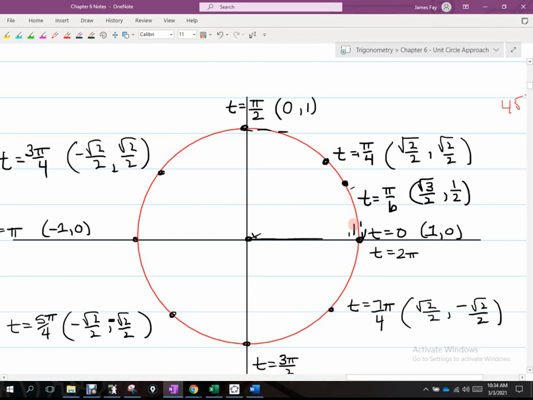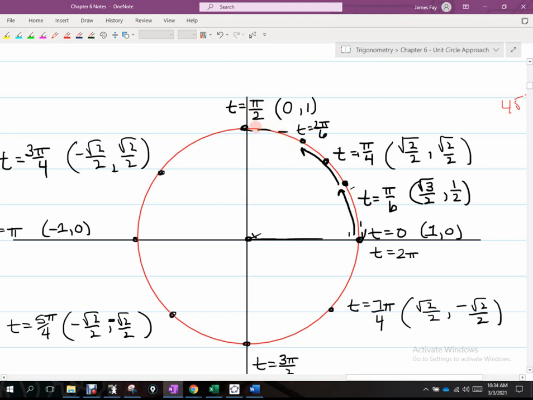If that was pi over 6, that would be another pi over 6, right? So this point would be 2 pi over 6. Okay, so that's another t value. And this is where I was saying it's going to get messy.